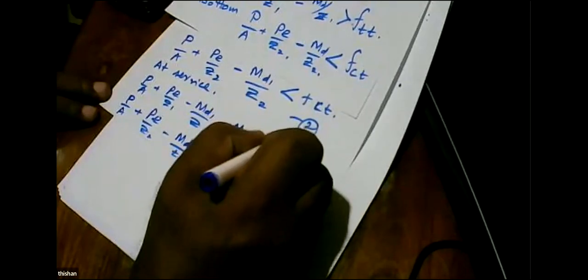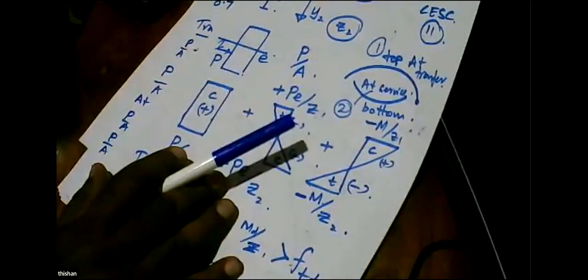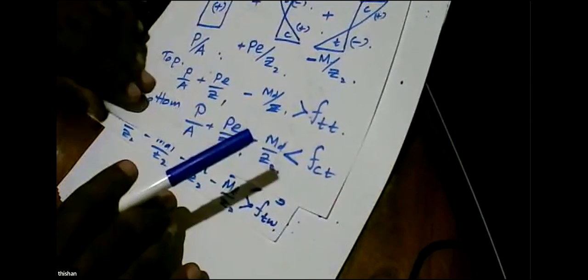Whereas compression is, so here you have to say 17 is less than 18. 17 is less than 18. Whereas in the tension one, we have to always say minus 2 is greater than minus. So we get this situation, and that is which section.